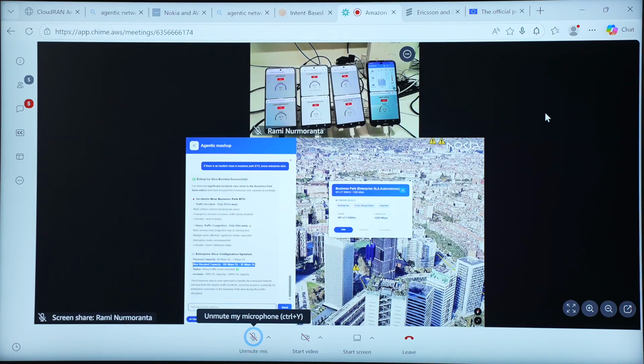So the idea is to increase the slice so that the bandwidth will be 150 megabits per second for downlink, and then uplink will be 20 megabits per second. And the agent is basically trying to identify what are the specific parameters that need to be optimized, and what are the external events around that factory that is failing the SLA.